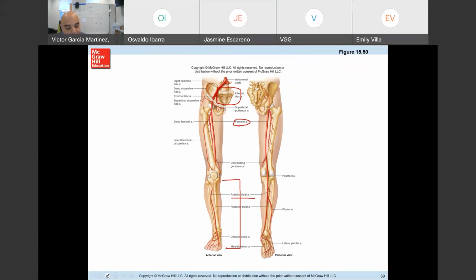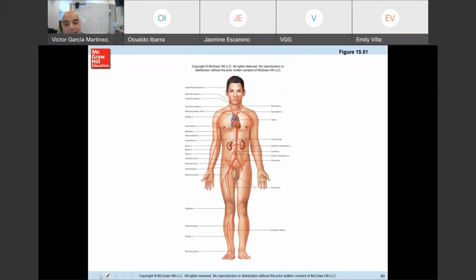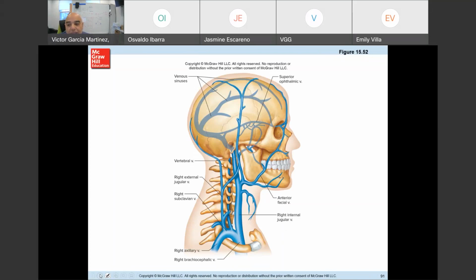Now, guys, we need to take that blood back to the heart because we already have blood in our head, in our neck, in our thoracic cavity, in our upper limb, in our abdomen, in our pelvis, in our lower limb. We need to get that blood back to the heart. Then we use the venous system.